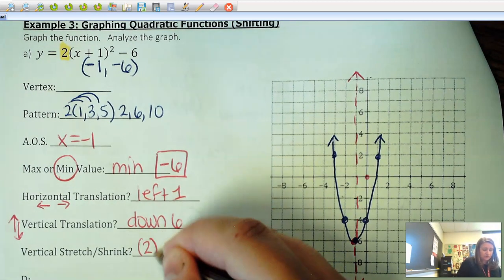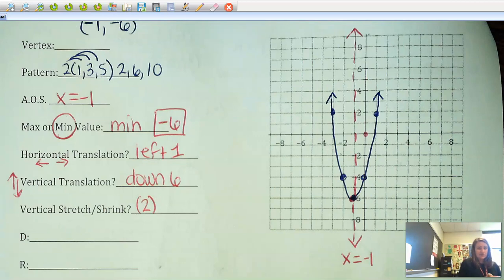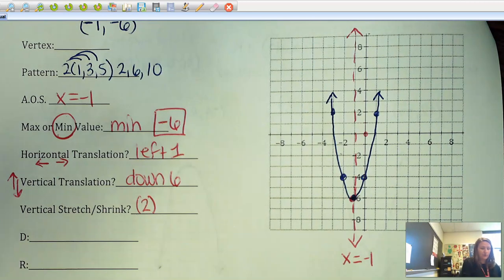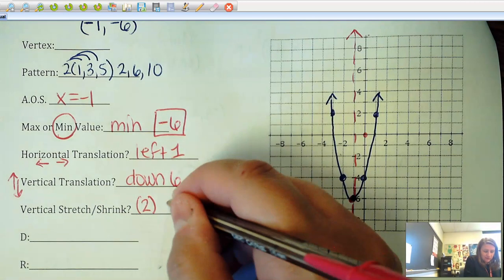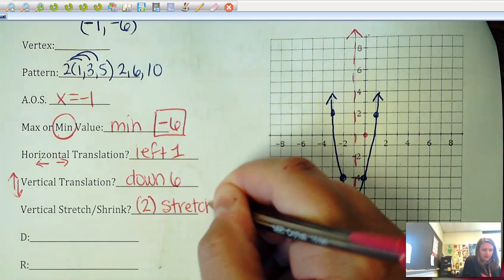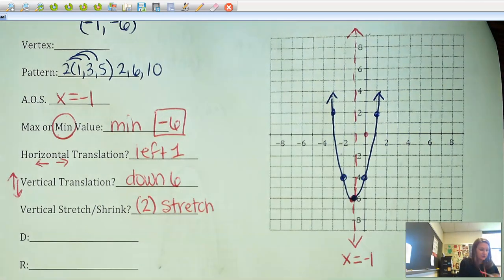This is 2. So ignore the negative. This is going to be stretched out from your y equals just a plain x squared. This is taller and more narrow, so this is a stretch.